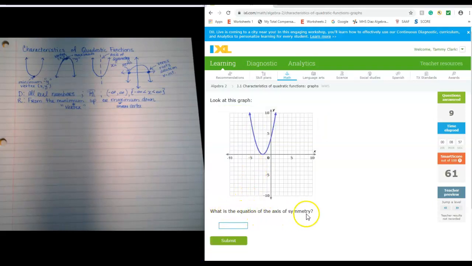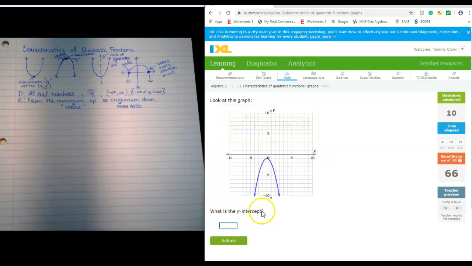What is the equation of the axis of symmetry? Again, equation means something equals something. So we know this is going to be x because the imaginary line goes through the x-axis, equals, and the equation of this line is x equals -2.